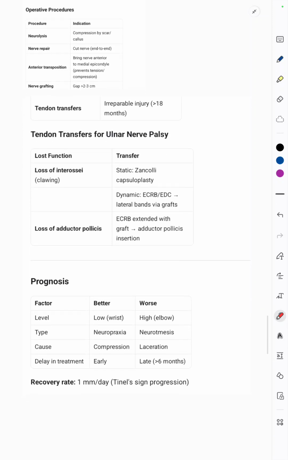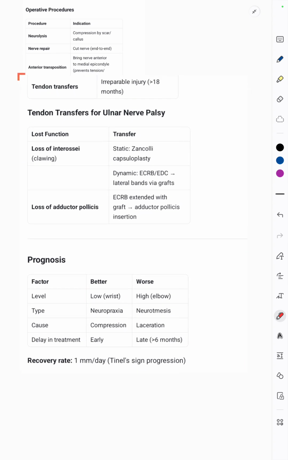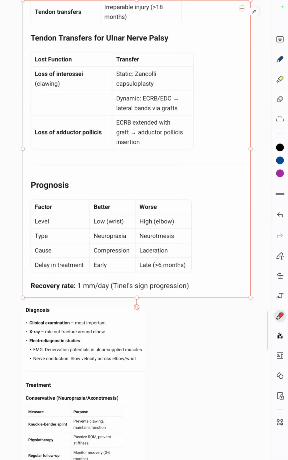Then the tendon transfers. Tendon transfers are done when there is an irreparable injury, that is, the injury has taken more than 18 months but hasn't repaired. So in that case, we use the extensor carpi radialis brevis tendon for adductor pollicis and interossei. Now the prognosis: if it is a low level injury, it has a good prognosis. Neuropraxia has a good prognosis. Compression has a good prognosis, and if there is a late presentation, then that will have a worse prognosis. Again, the recovery rate is the same, 1 millimeter per day, and shows the Tinel sign progression.